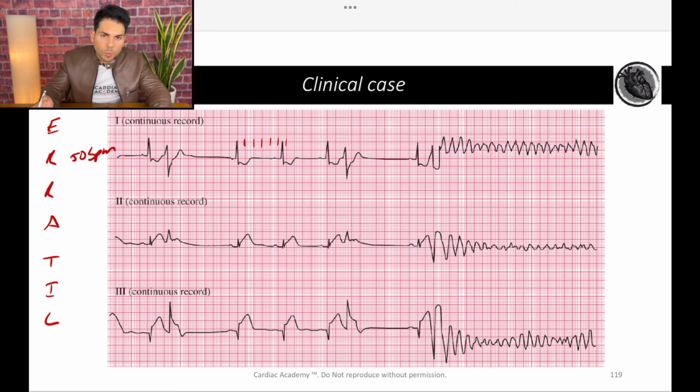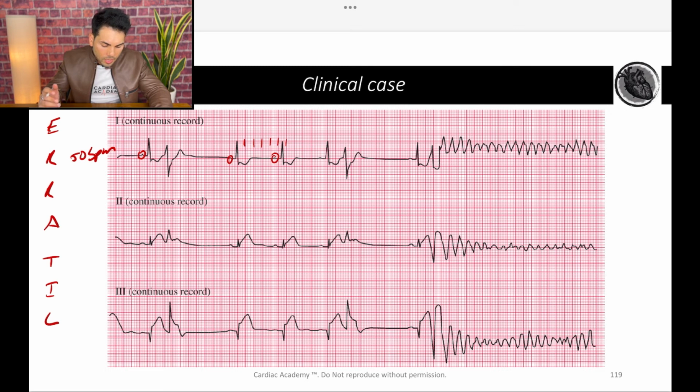Then rhythm. Rhythm are the 5 questions. Are there any P waves? And we're looking here. Yeah, I can see a P wave up here. And there's a P wave here, here. So yeah, there are P waves. Is there a P wave for every QRS? Well, we can see them, but we also see other stuff going on. But I will say yes.